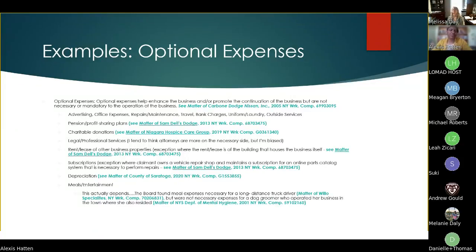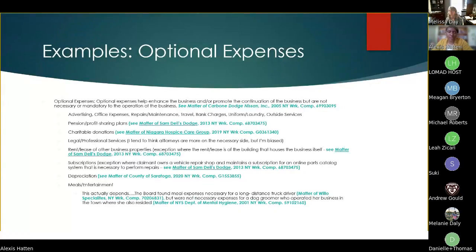That's from Matter of Sam Dells Dodge. Subscriptions, unless the subscription is necessary to the business itself. For example, where a claimant owns a vehicle repair shop and maintains a subscription for an online parts catalog system that is necessary to perform repairs, that was seen as a mandatory expense.